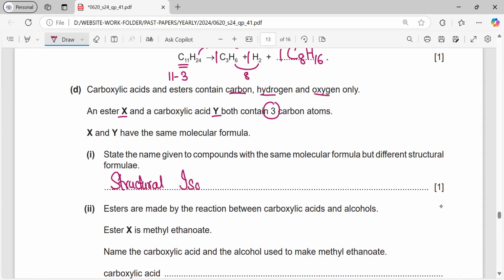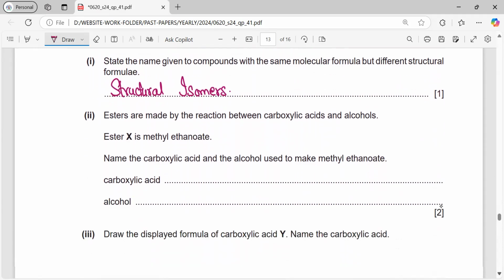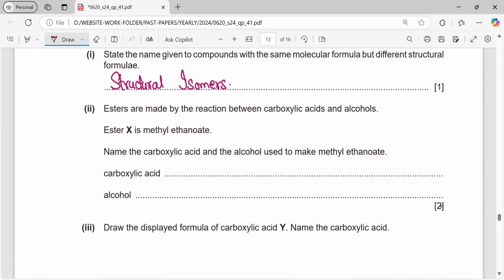The compounds which have the same molecular formula but different structural or displayed formula are called structural isomers. Esters are made by reaction between carboxylic acid and alcohols. So carboxylic acid and alcohol, when they combine with each other, form ester. The ester X is methyl ethanoate. We have to write the name of the carboxylic acid and the alcohol used to make this ester X.